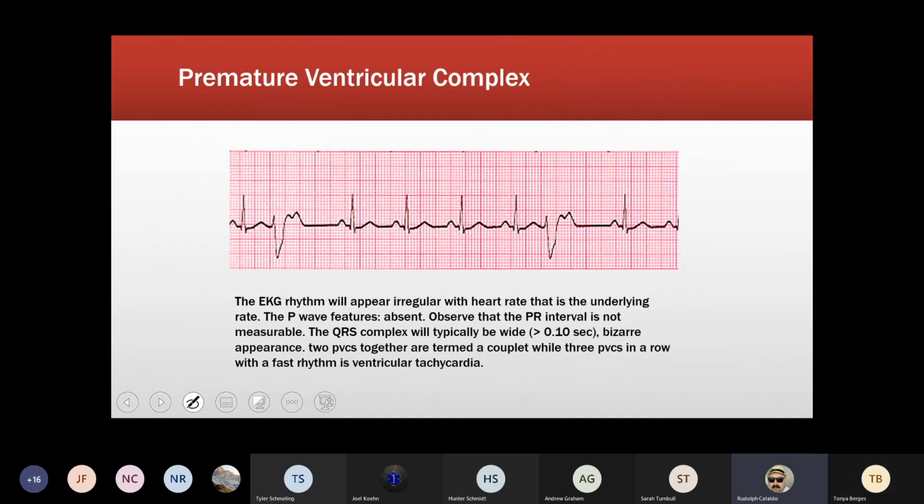So we've covered PAC, we've covered PJC. This is what a PVC looks like. Way different than anything we've ever seen. And now you can see the difference when I say narrow versus wide.